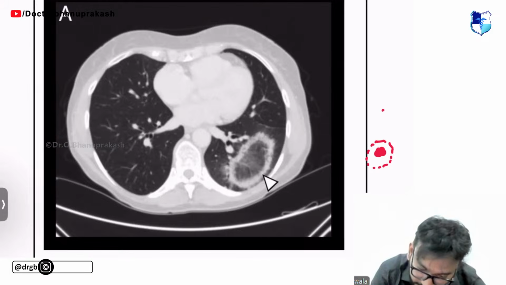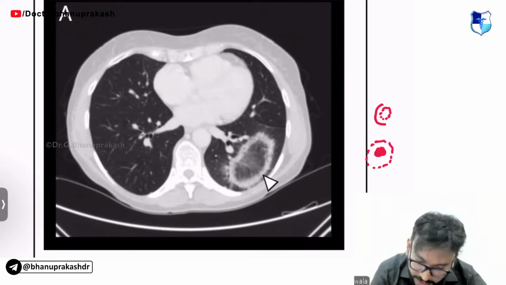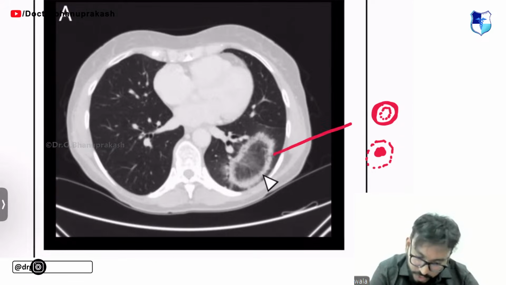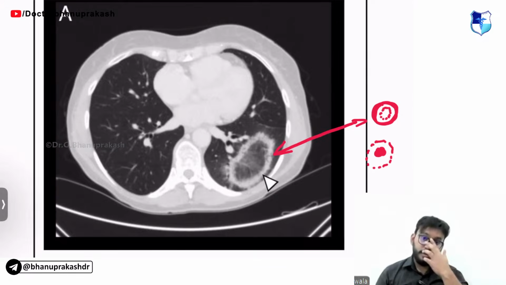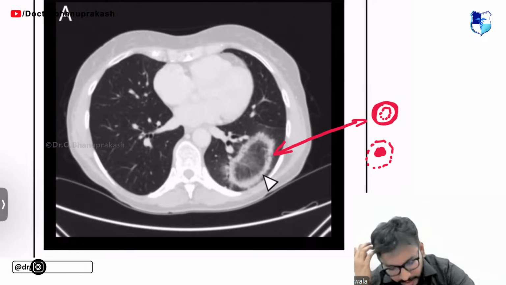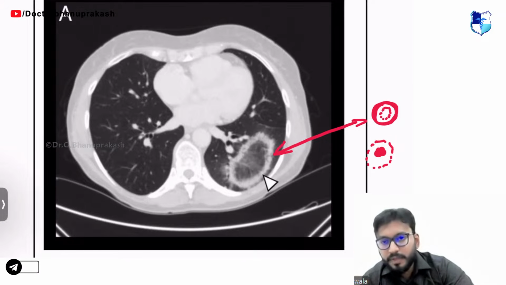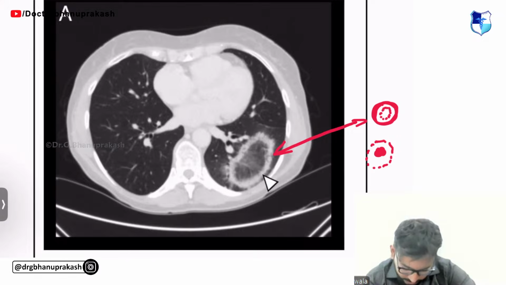Reverse halo means in the center there is some opacity or lucency, and surrounding that there is opacity. Exactly what you see here, guys. This is the reverse halo sign, also known as the atoll sign. It is also seen in COVID-19, but it is also seen in COP. COP stands for cryptogenic organizing pneumonia.